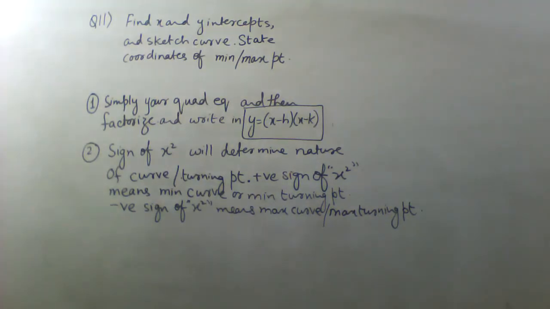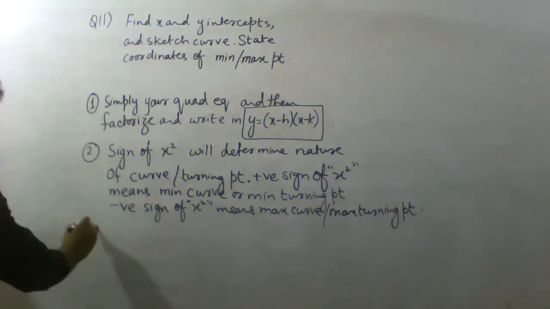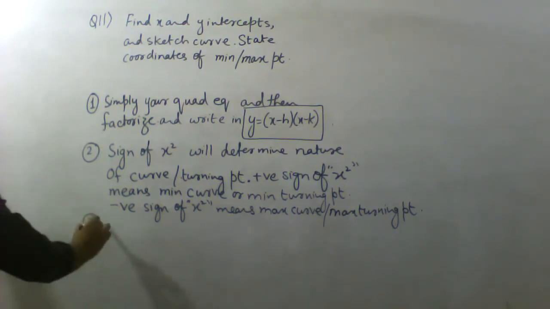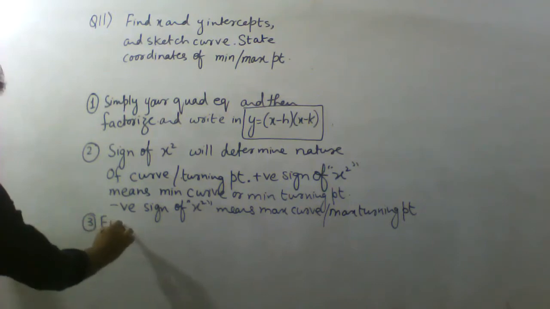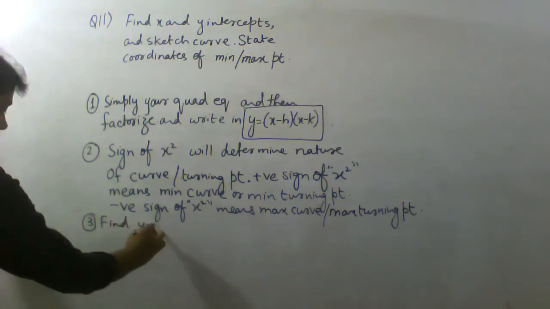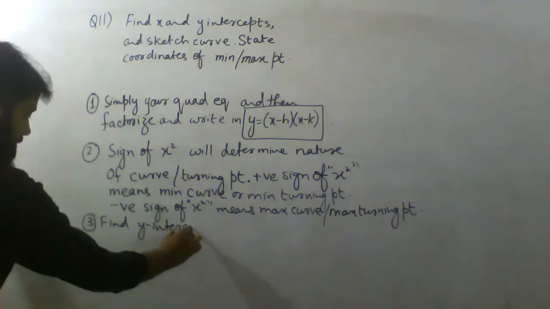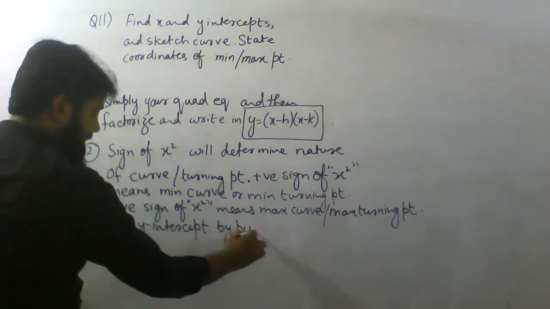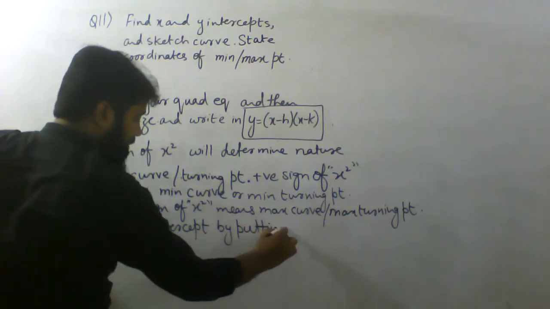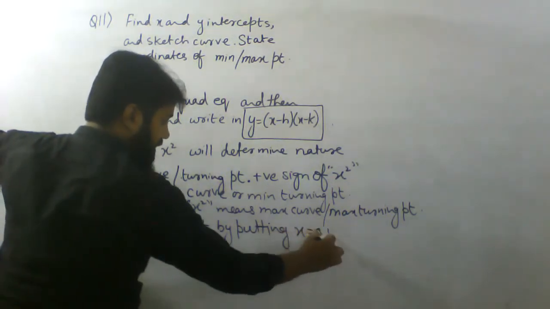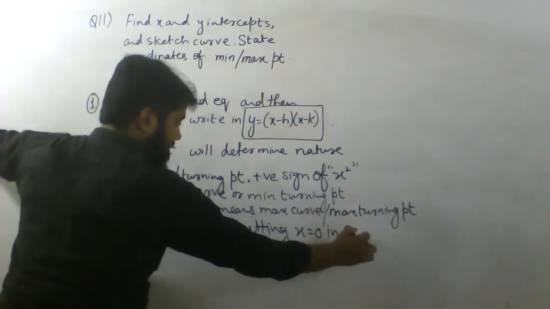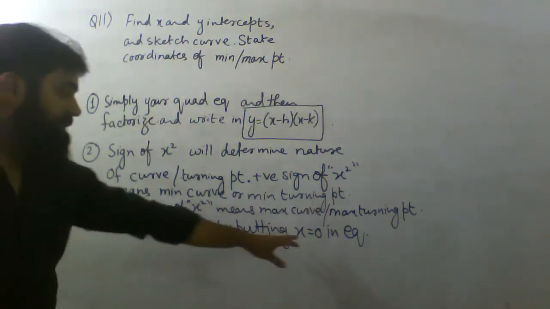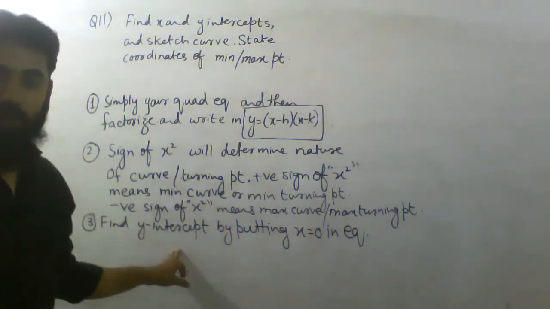After that, the next step is to find the y-intercept by putting x equals to 0 in the equation. Whatever your equation will be given, you will put x equals to 0 and you will have the y-intercept value.